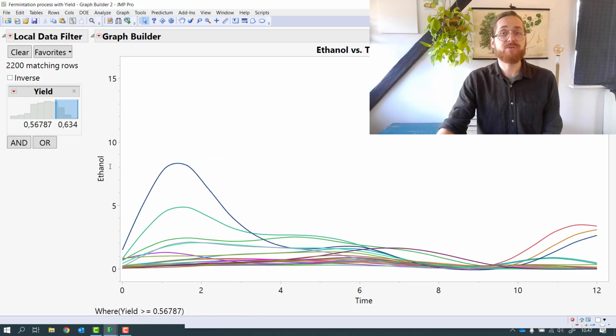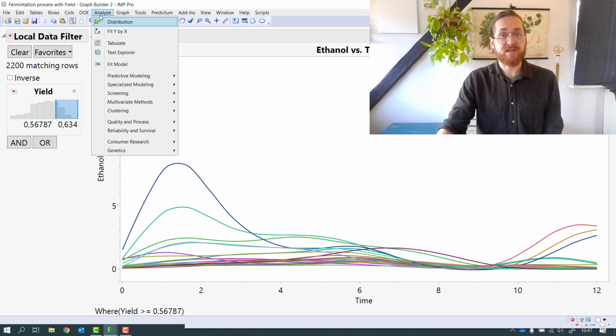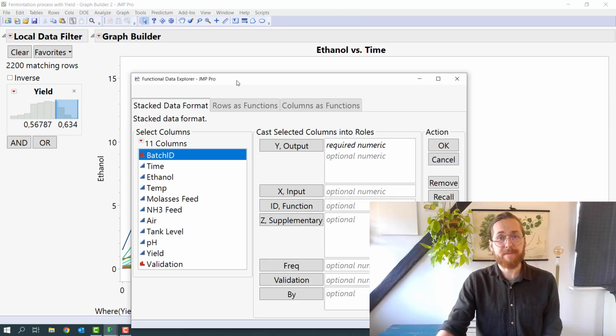But let's try and do this in the Functional Data Explorer. So again, we go to Analyze, Specialized Modeling, Functional Data Explorer.